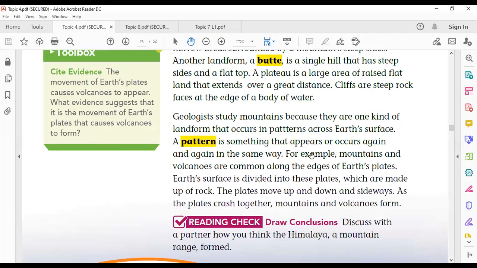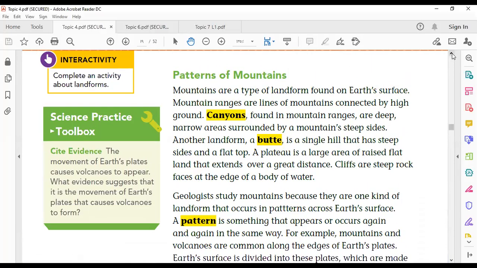Okay. Again, now, as you know, we are talking about mountains. There are different types or different features of mountains, canyons, butte, plateau, cliffs. Now, how do these features form?